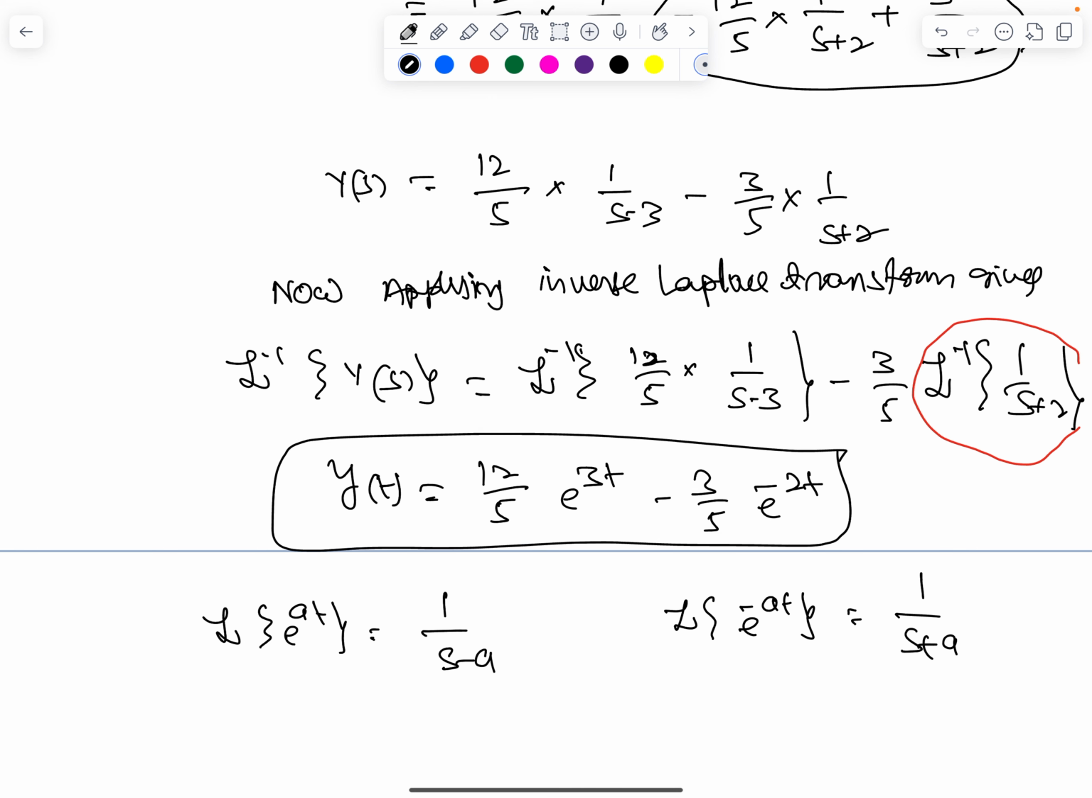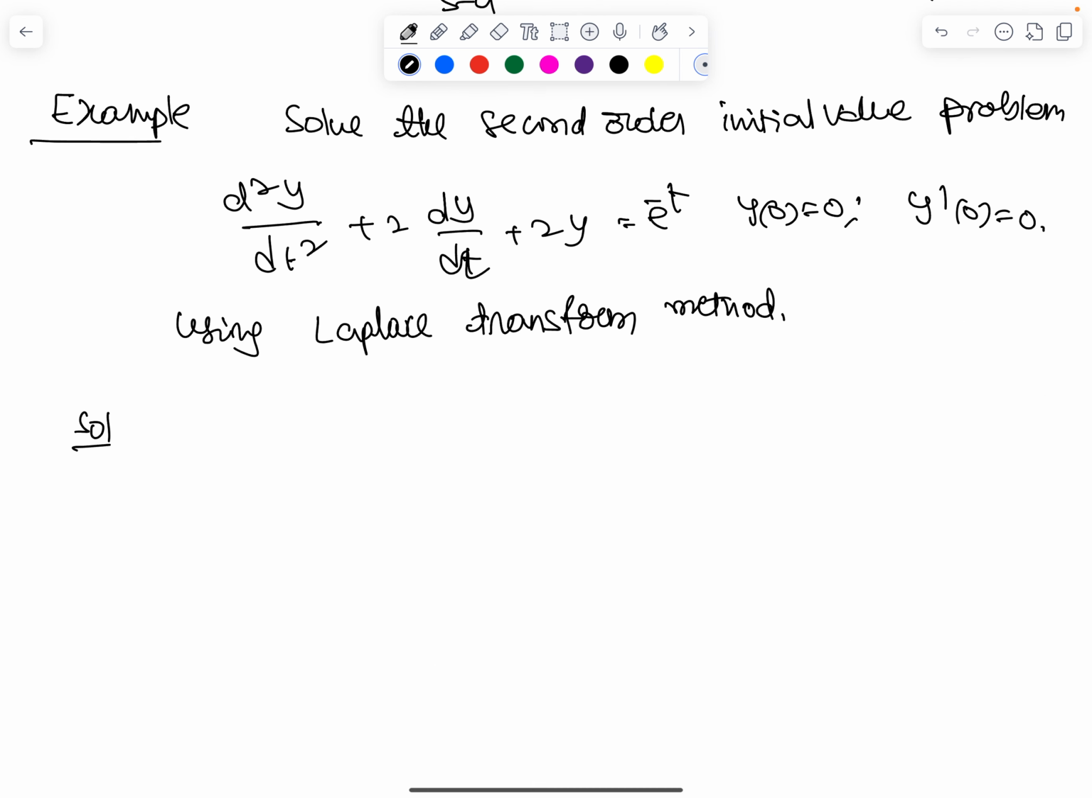This completes the problem of this very simple example, one starting point. So, to start with any differential equation, this is the easiest way to solve the differential equations. Now, I have a problem, that is, this is a second order differential equation, the previous one was a first order differential equation.